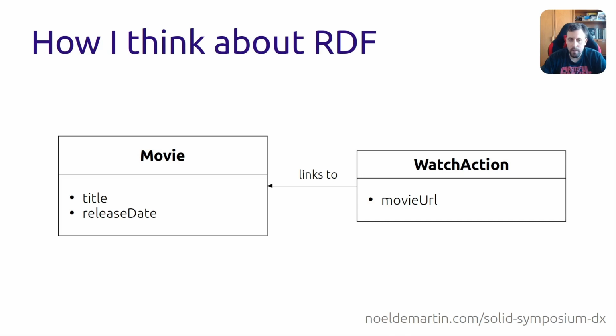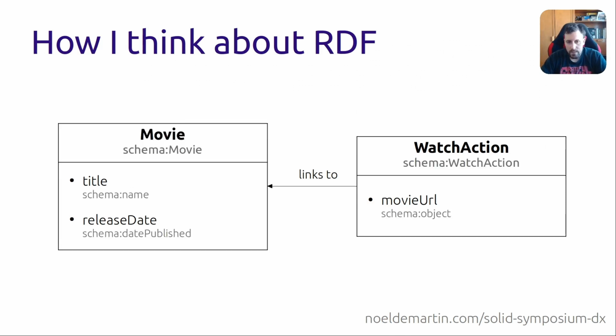Instead of saying name, I prefer to call title the property of the movie. And instead of saying object as the property linking the watch action and the movie, I prefer to say movie URL. So when I am making my apps, I think it's important for a good developer experience to use the terms I like to work with. So what the library does is that it allows you to create this mapping. You define a model, and using your own terms, you tell how they are translated into the ontology that will be used when serializing the data.